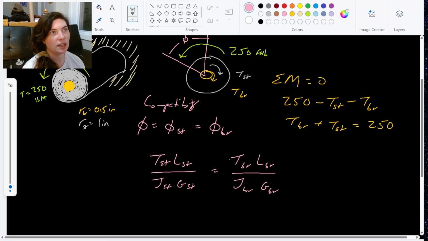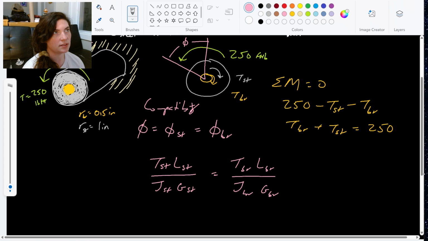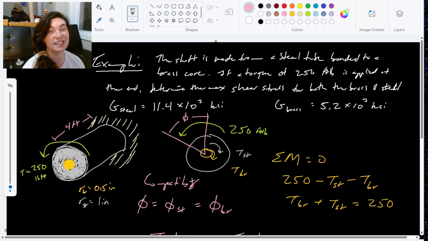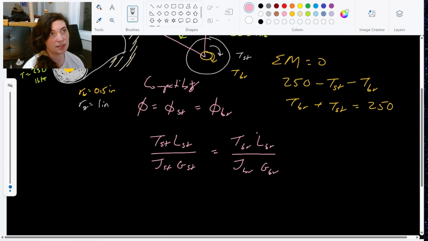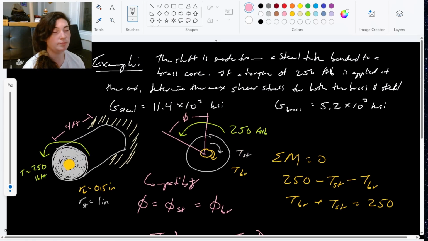Our torque steel and our torque brass are both components in our equation over here, and those are going to be our unknowns. So let's start filling everybody else in. We have our length steel and our length brass, and our length is actually the same for both of them. It's this 4-foot length out. Because they're the exact same length, I'm just going to cancel out this term. I'm not even going to bother to put in the 4 feet. You can if you want. I'm going to cancel them out because I can. They're both 4 feet.